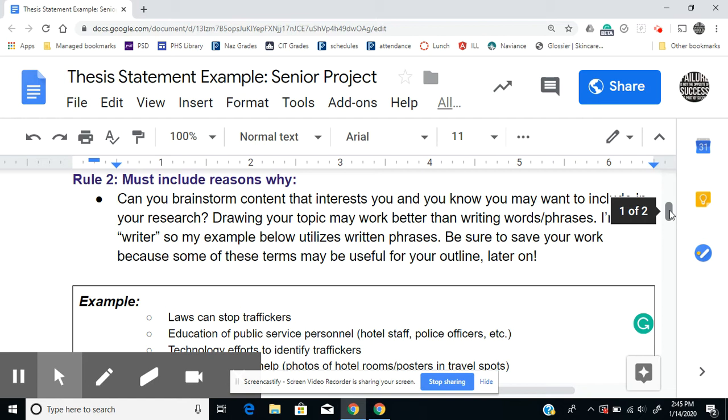I'm doing a written example with written words and phrases. You want to make sure that you save these written words and phrases because you're going to need some of these keywords and ideas that you've brainstormed for your outline to support your main topics later on. So don't get rid of this work. Always refer back to this document when you're working on your thesis statement and outline.